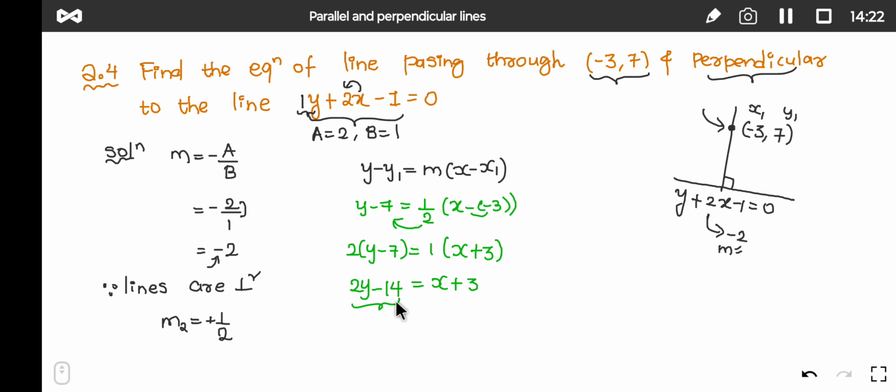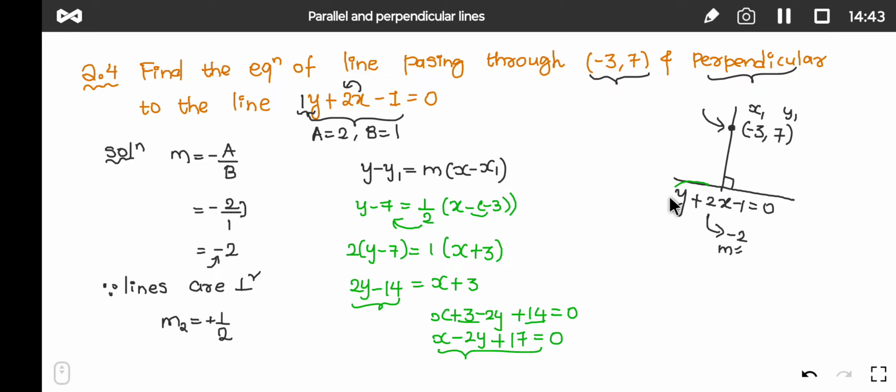Take both these terms to the right hand side. So x plus 3 minus 2y plus 14 is equal to 0. So x minus 2y plus 3 plus 14, which is plus 17, is equal to 0. So this is our equation of the second line, which is perpendicular to this line.